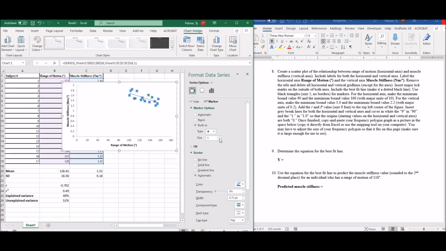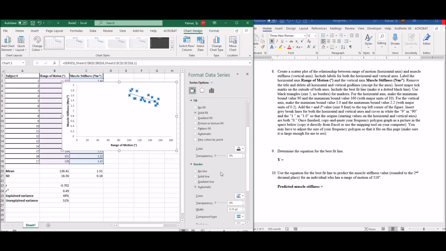Okay, and that's the default. You can change the size here, size 5 default, good. Let's go to Fill next. We need to make them black triangles. Notice how they're blue currently. To make them black, go to Fill, go to Solid Fill, go to Color, and then change it to black.